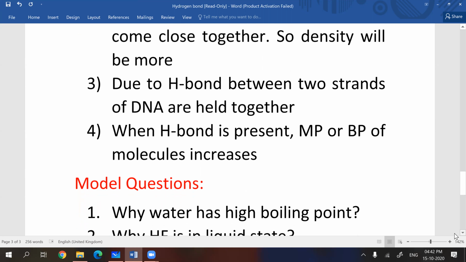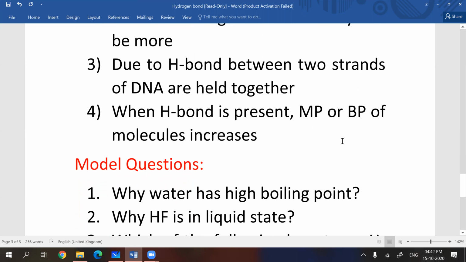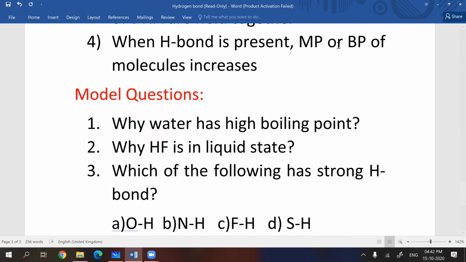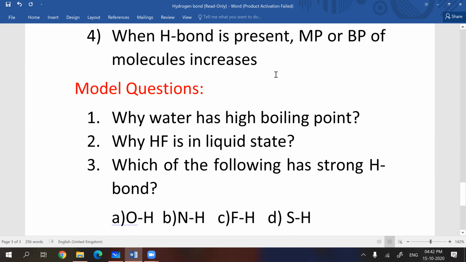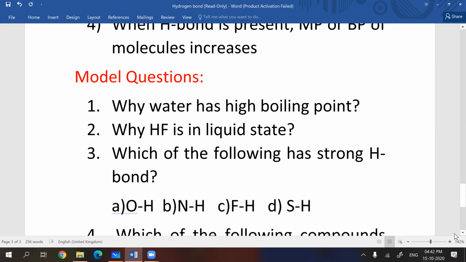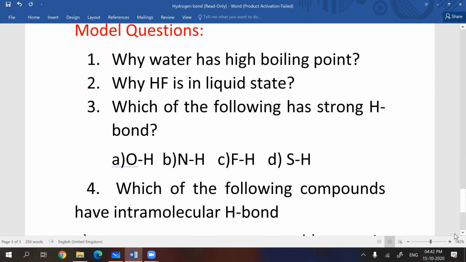Due to hydrogen bond, the two strands of DNA are held together. When hydrogen bond is present, the melting point or boiling point of the molecule increases, because we need to break the hydrogen bond first to convert them into either liquid state or vapor state. That's the reason why you need to give more energy. So the melting point and boiling point of molecules with hydrogen bond increase.